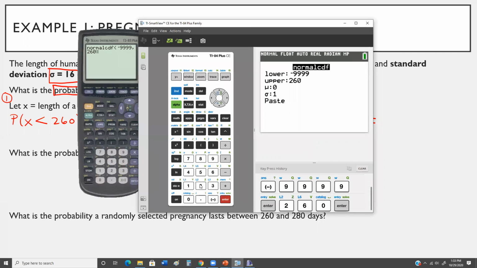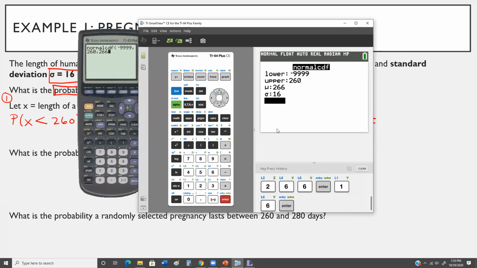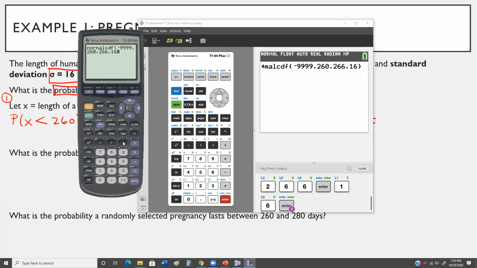All right, so the mean was 266 days. So over here, you have to press comma, put in the mean, 266. And then what was the standard deviation for the length of pregnancies? Okay, so then put in 16. You're going to go down to paste. So over here, you just have to hit comma 16. When you hit paste, you see this. All you have to do is close the parentheses. And now everybody hit enter on their calculator.